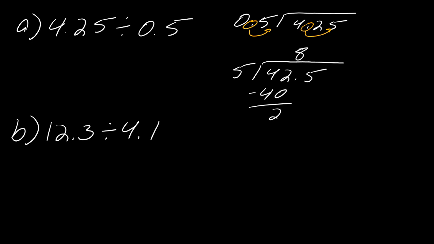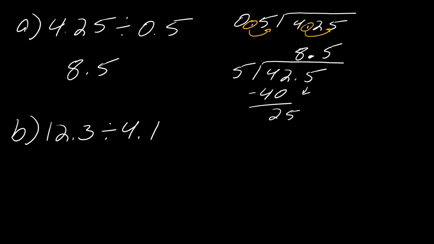So 42 minus 40 is 2. Now I bring the 5 down. And I do have to bring this decimal up here, right? So I'm just going to do that. Okay, so how many times does 5 go into 25? That would be 5 times. So my answer here is going to be 8.5.